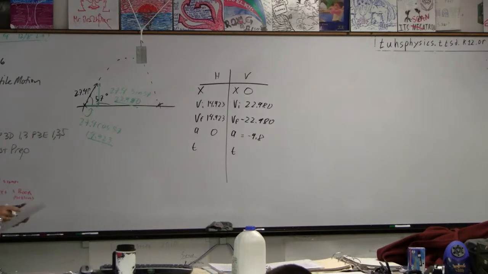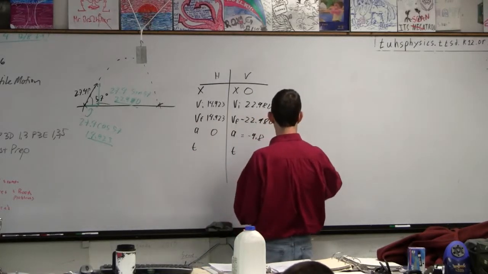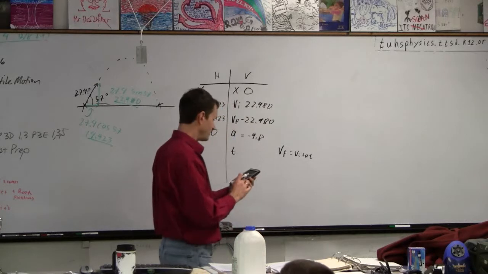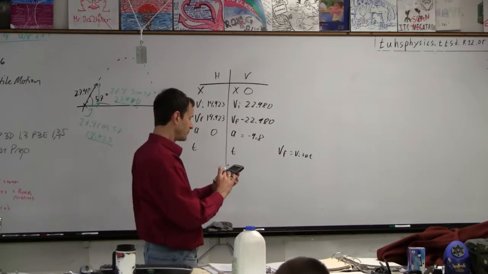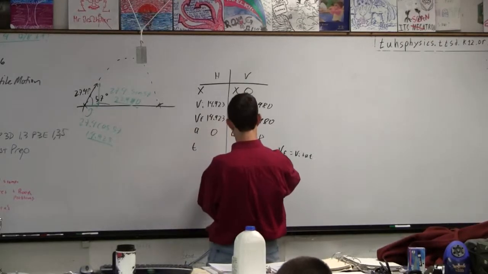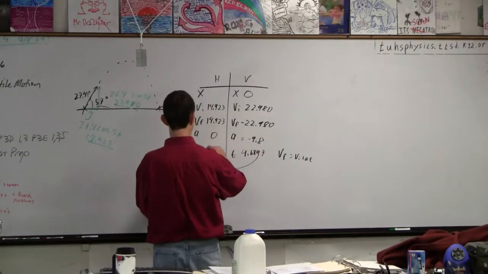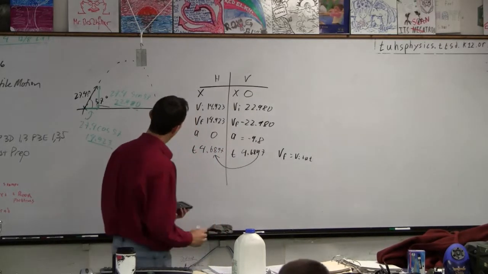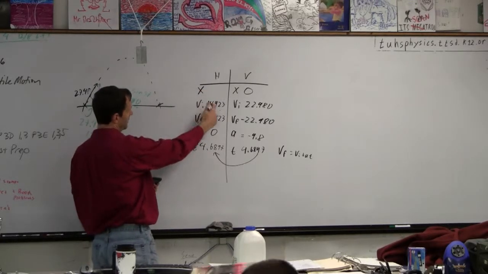And then what's your favorite one for finding time in the air? VF is VI plus AT, yeah. Imagine not having that formula. I get 4.6897. It's going to go across. Right? And then to find the range, I'm going to go this guy times this guy.